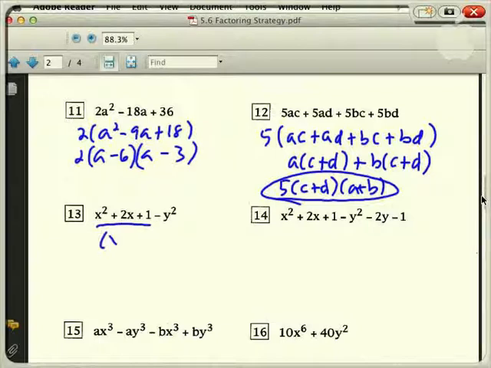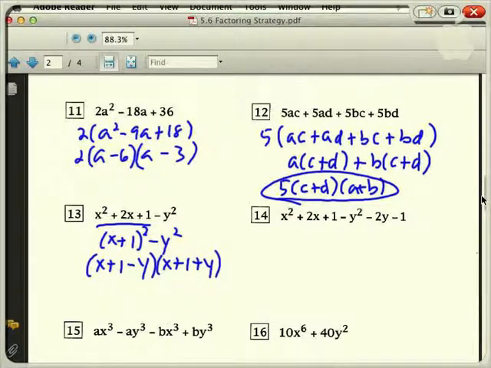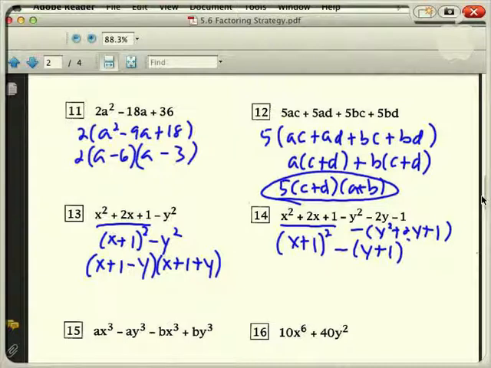The first 3 terms are a trinomial square. So we're going to go x plus 1 minus y times x plus 1 plus y. Number 14. The first 3 terms are a trinomial square. And we need to take the negative out of the last 3 terms. So we got another trinomial square. And now we got the difference of 2 squares.